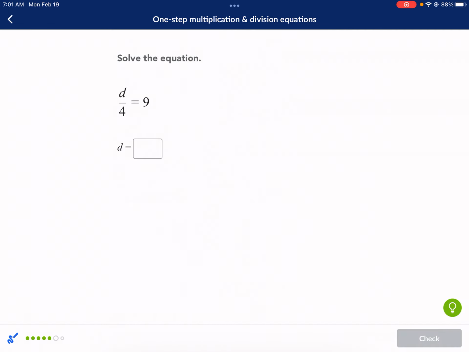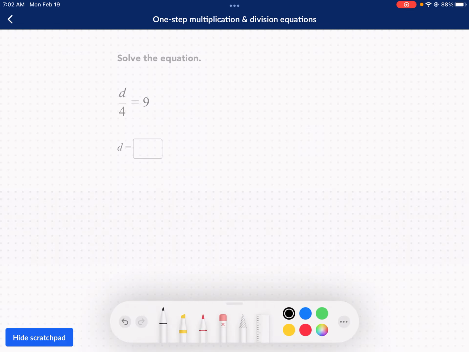Okay, let's do a couple more. 2 more here. And I have d divided by 4 equals 9. I can multiply by 4 to both sides. The reason why I'm multiplying by 4 and not by 9 is I need to undo what's happening to d. I only care about d. I don't really care about the other side.